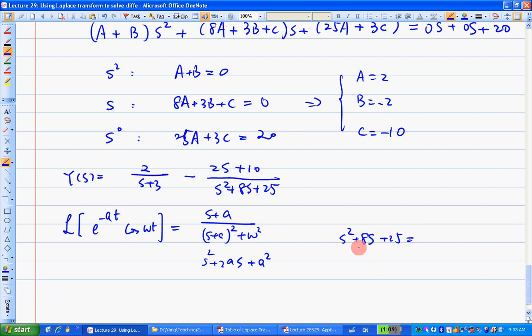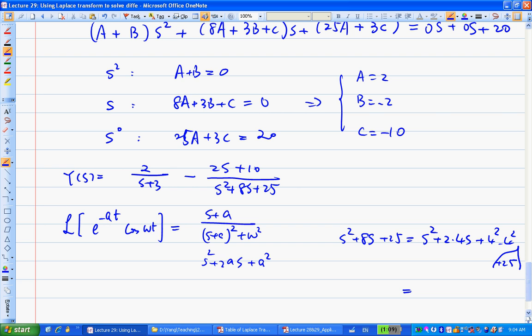Okay. Now you come back here. This is s squared plus 8s. Which means my a here is going to be 4, right? So this is basically s squared plus 2 times 4s. See, that 2 times 4s matches this 2as now. But you need to add a squared, which is 4 squared here. But if you add 4 squared, you have to subtract 4 squared. And then you have the original 25, so plus the 25 there.